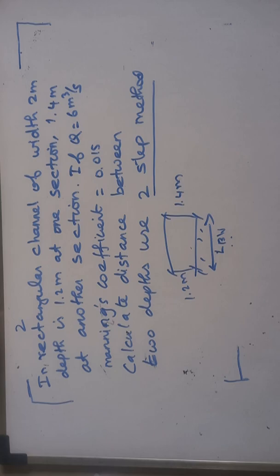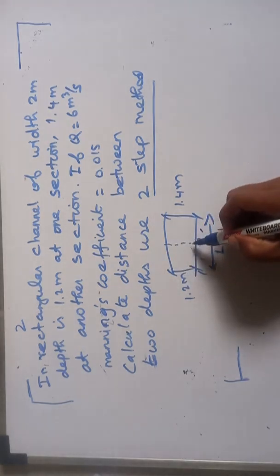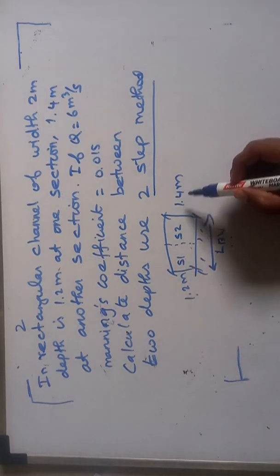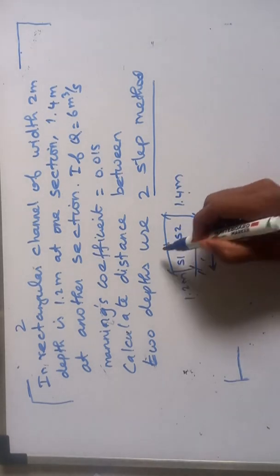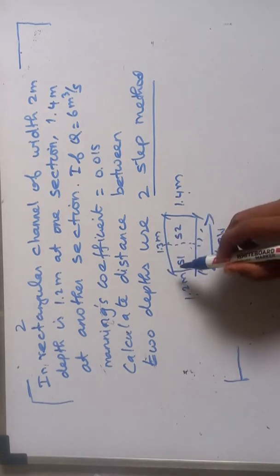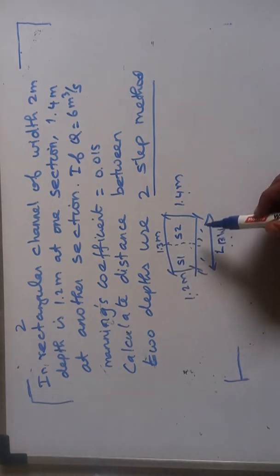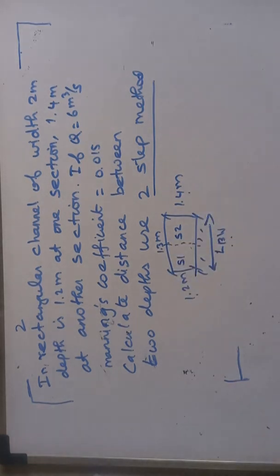For the two-step method, first we have to draw a tabulation, because by using the tabulation only we can simply calculate the values. First we have to split this entire section into S1, S2. Here depth is 1.2, here depth is 1.4, then the average value will be 1.3 meter. So I am splitting section 1 as 1.2 to 1.3, then second section as 1.3 to 1.4. Now let's draw the diagram. Next we draw tabulations.